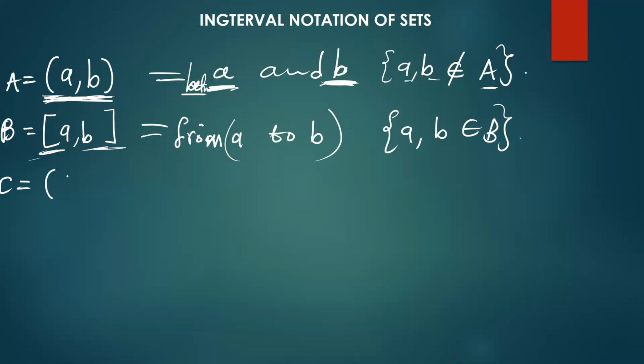When you have something like this, you have open at A and then it is closed at B. This implies that we're talking about numbers between A and B, of course, but A is not part of the set because it's open. This set is open at A. So A is not part of the set. B is part of the set.